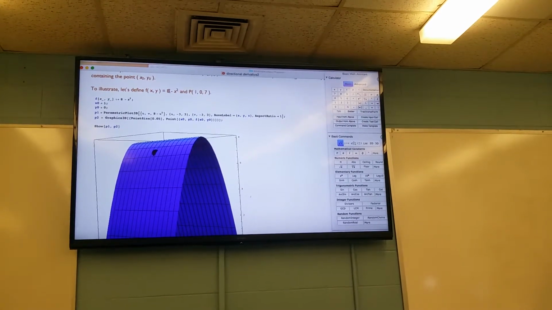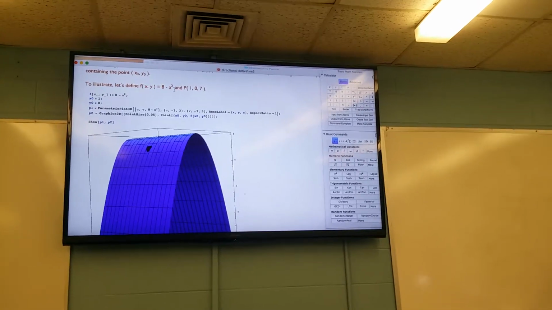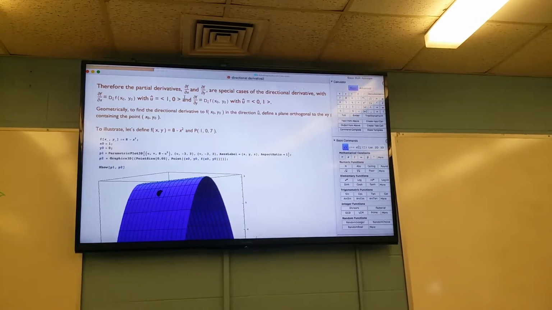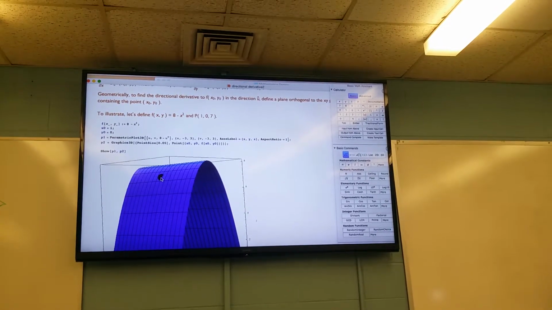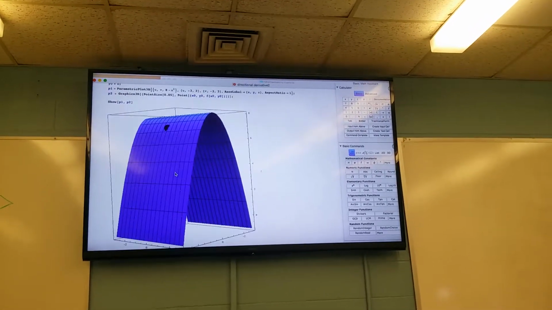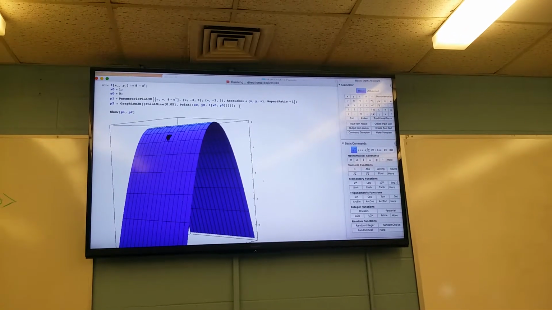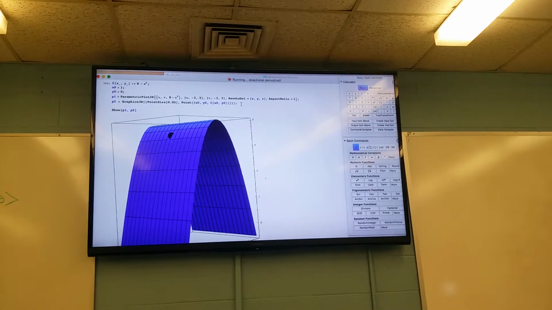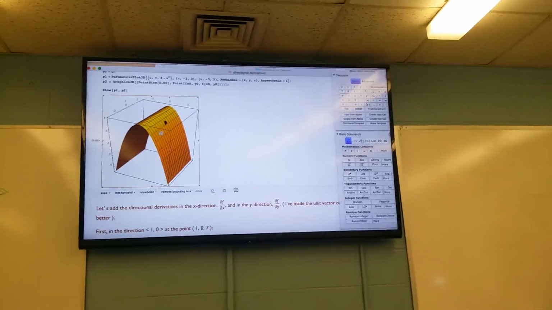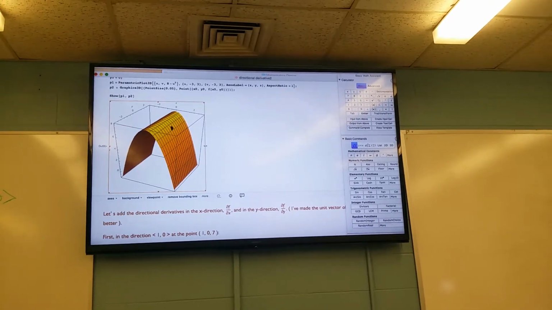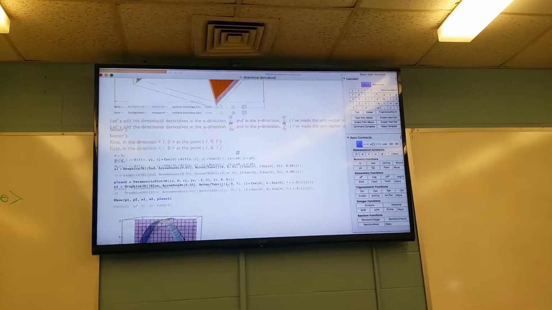Here's a function, 8 minus x squared. Now, there's no y, so it's a cylindrical surface moving parallel to the y-axis. That's what this is doing. And I've got a point, 1, 0, 7. That's this point. Okay? And I'm showing it here, so let me run this cell. There it is there. There's the point, okay? So, let's do some directional derivatives here.